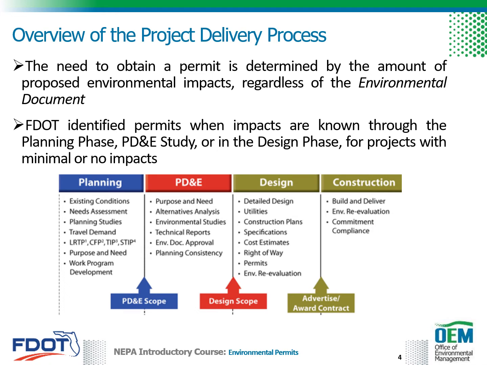The need to obtain a permit is determined by the amount of proposed environmental impacts, regardless of the environmental document. FDOT identifies permits when impacts are known through the planning phase, the PD&E study, or in the design phase for projects with minimal or no impacts.